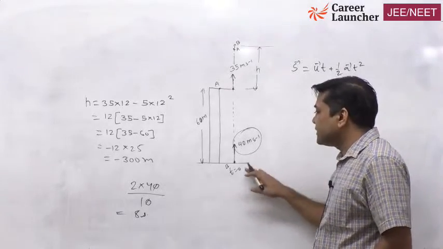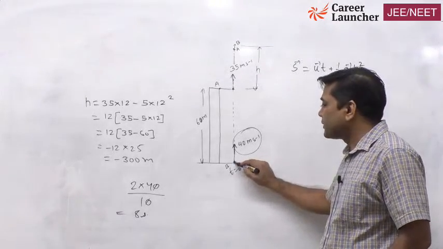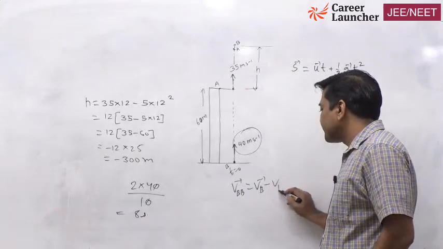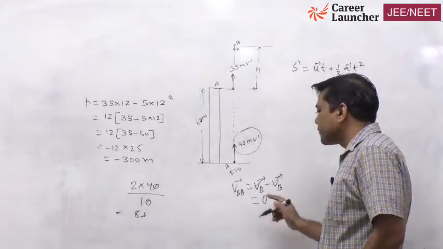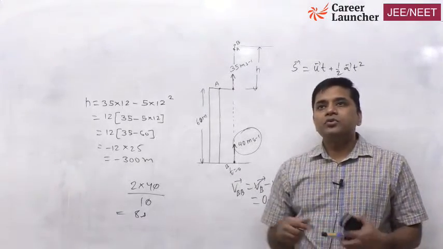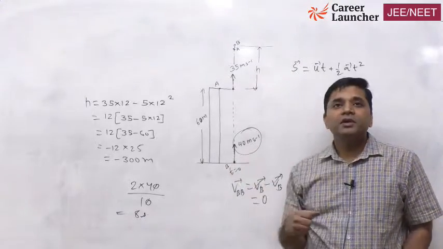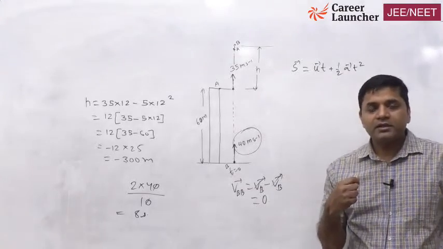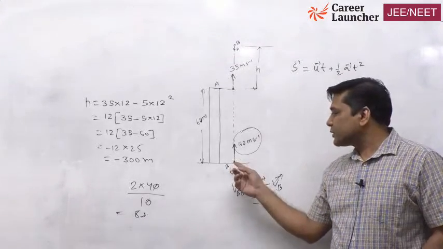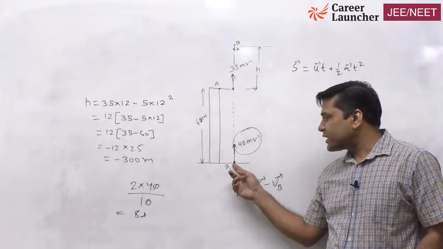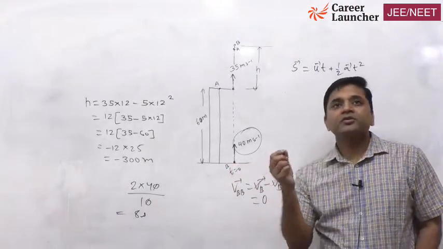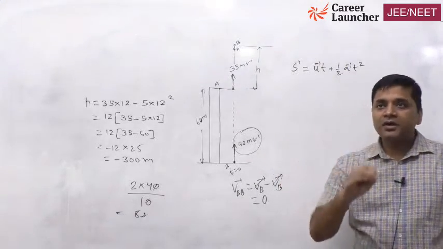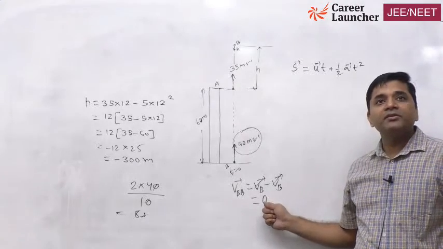Say here B is an observer, so B is at the ground. So velocity of B with respect to B is Vb minus Vb, turning out to be 0. It's a very important point. Observer B himself is not moving at all. Say in case a stone is an observer, you can think like this: the observer does not move at all, relative velocity is 0.